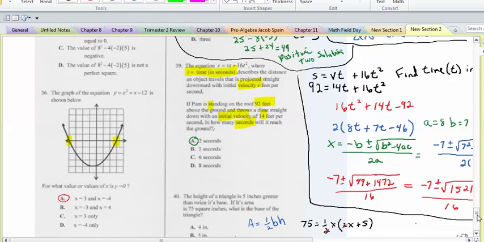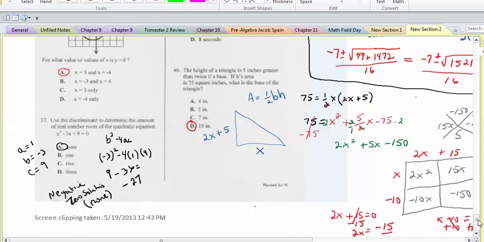Okay, number 36. It asks for what value of x, or values of x, y is equal to 0. Well, y is equal to 0 is right here on this line. So where does it cross that line? It crosses that line at positive 4. It crosses at positive 1, 2, positive 3, and 1, 2, 3, 4, -4. And that's where that came from. That's 36.